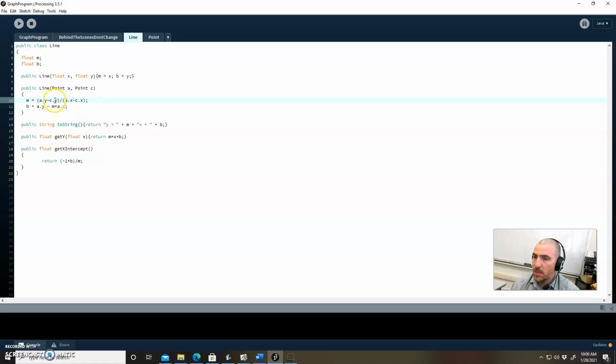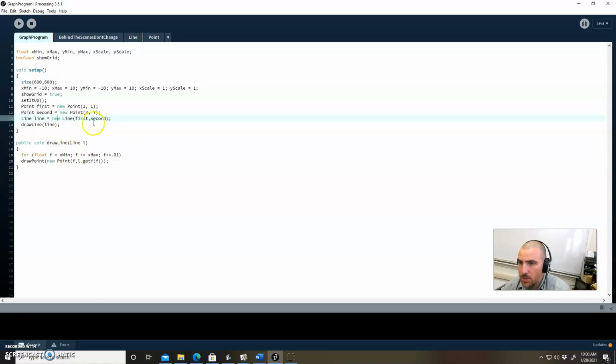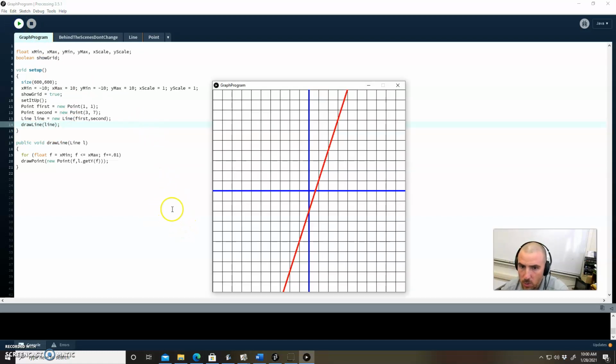That should give me, and understand that's telling us how to construct the line. So then once we know the slope and the intercept, now this compiles. So if we create a line like this, and it knows the slope and the intercept, now we can draw it because the draw line is based on that. So we should see it go through 1, 1, and 3, 7. Those are our 2 points, and it's the line between those 2 points.